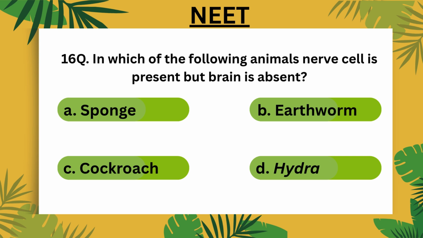Sixteenth question. In which of the following animals is nerve cell present but brain absent? A. Sponge. B. Earthworm. C. Cockroach. D. Hydra.